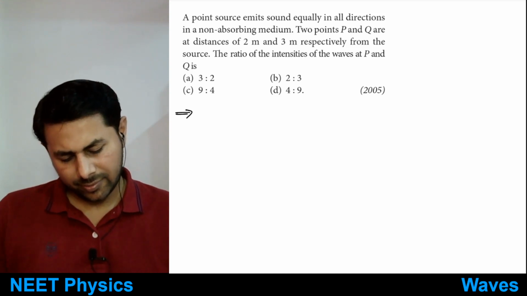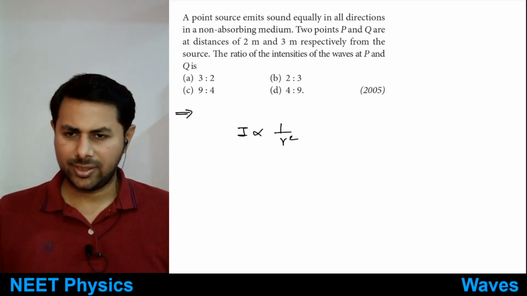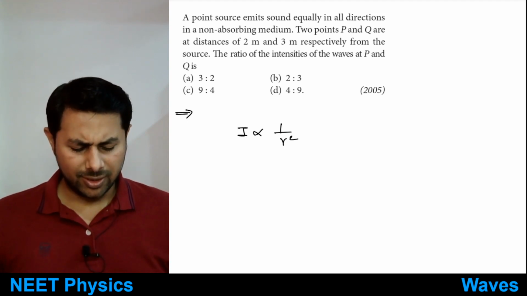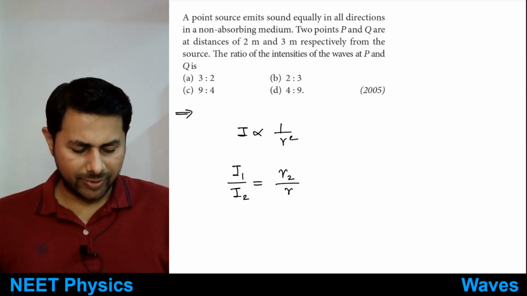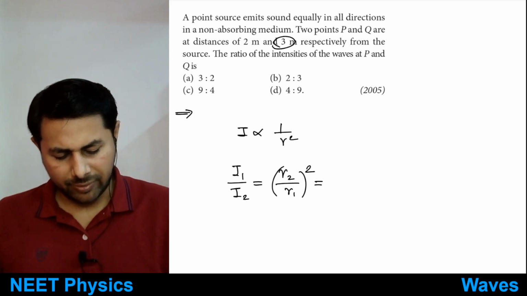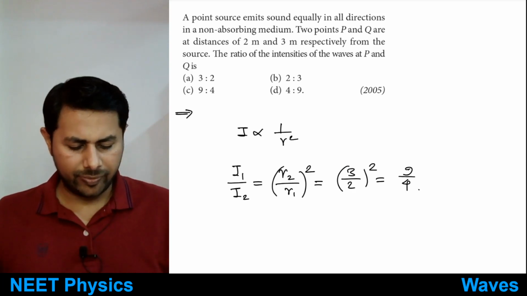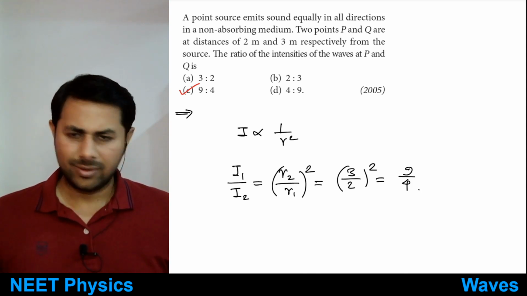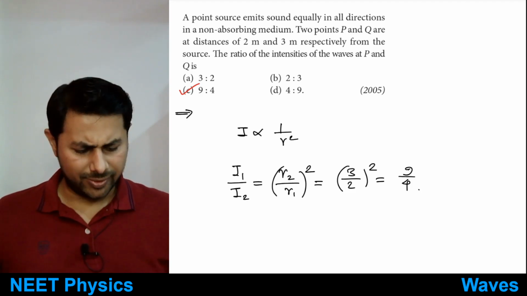Option C? Yeah, that's correct. Because intensity is inversely proportional to distance squared. So you can say I1 by I2 is equal to R2 by R1 squared. R2 is 3, R1 is 2, so 3 by 2 squared, that is 9 by 4. Very simple. Correct, Yamini. This is clear? Others? Okay, very good. Let's see the next one.